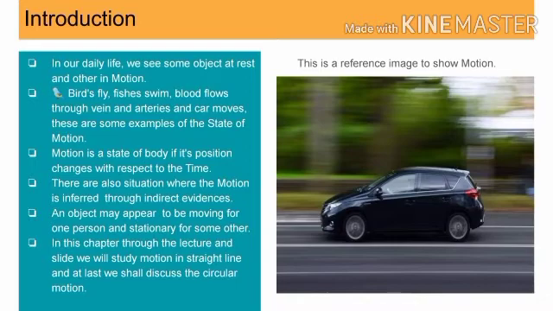The last second point means that if we are looking inside a train, the train is moving, but the persons who are sitting inside the train sit quietly. They do not move, but the train moves, and they move with the train. So the people are not moving inside the train, but the train is moving. This means that an object may appear to be moving to one person and stationary to some other person.